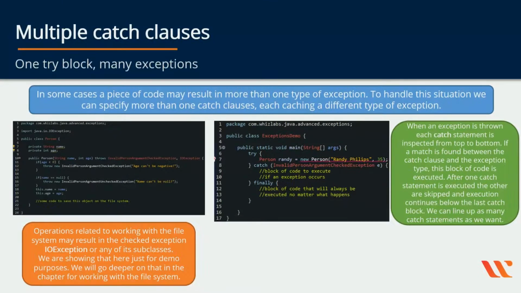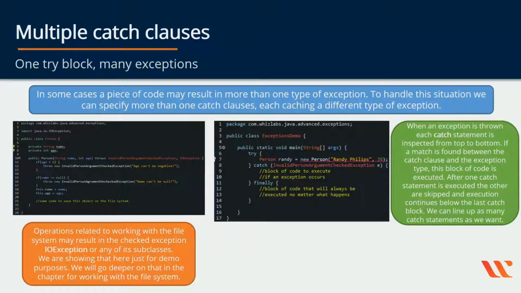Hello, in this video we will discuss what our options are if a method is throwing multiple types of checked exceptions. Until now we've only worked with the Person class constructor, which was throwing a single checked exception type. We will now see what will happen if we add one more exception type to the constructor, and how we can handle a situation like that.